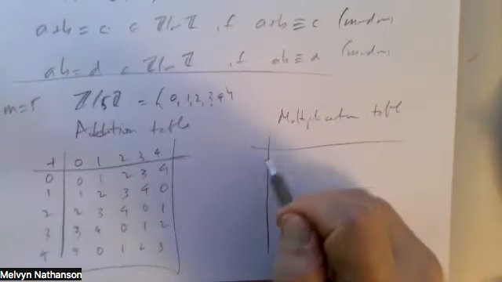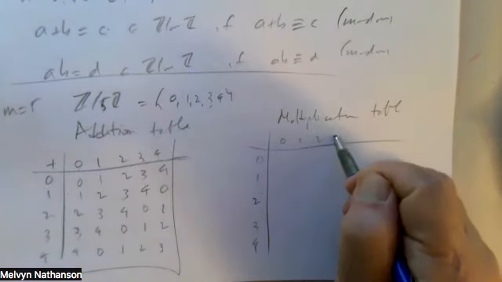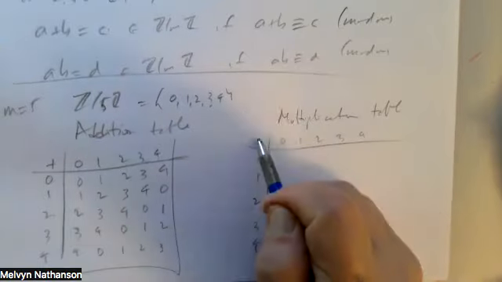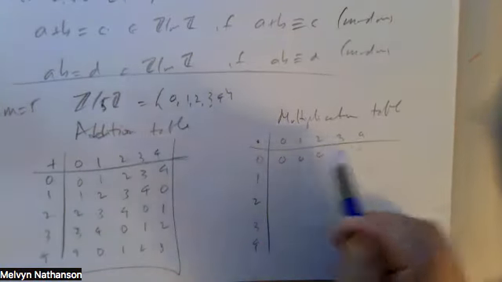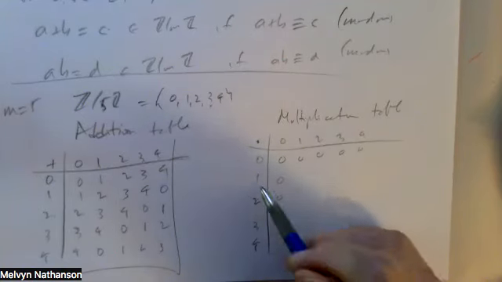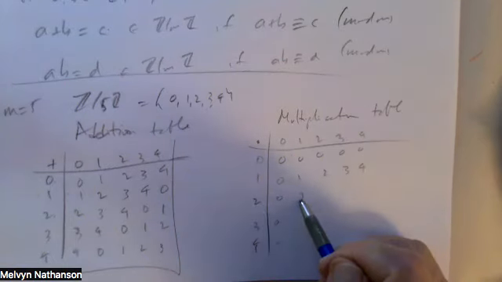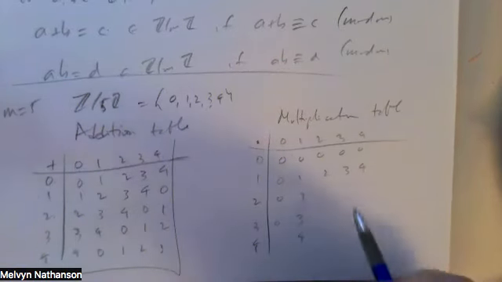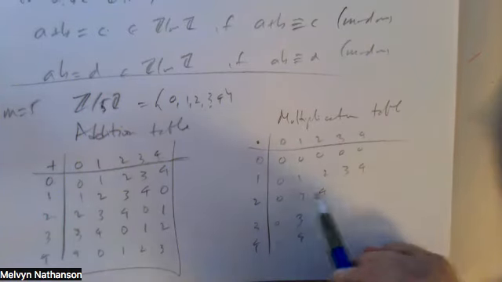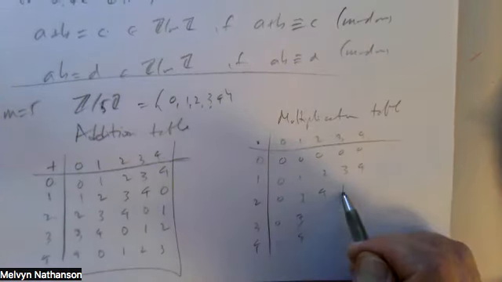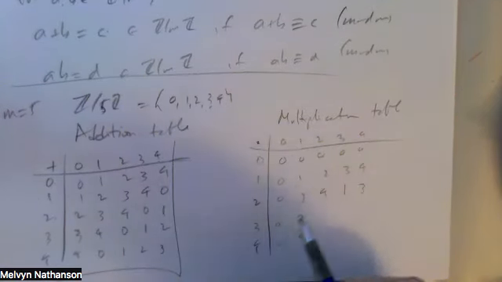What is the multiplication table? It's a 5 by 5 table, so we have to calculate 25 numbers, but 0 times anything is 0, so that's easy. And 1 times anything doesn't change the anything. So now we just have to fill in this part. 2 times 2 is 4. 2 times 3 is 6, which is 1 mod 5. 2 times 4 is 8, which is 3 mod 5.